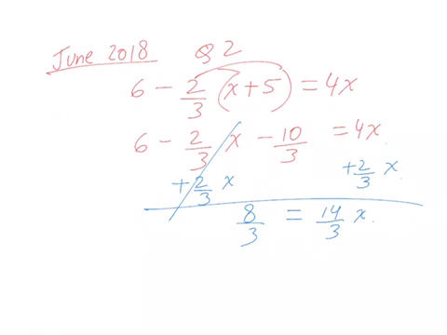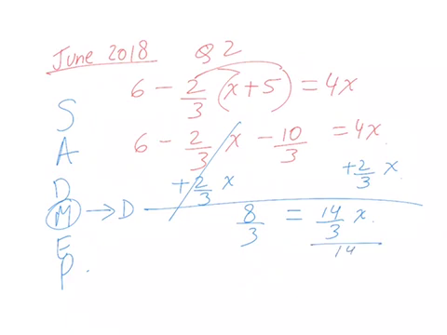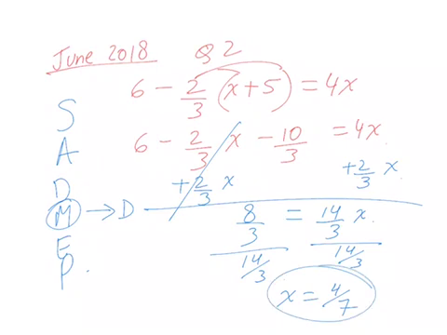And then use SADMAP. We are already using SADMAP, you must have used it. So you can use multiply converting to division. So divide both sides by 14/3. So our final answer will be x is equal to 4/7. There you go.